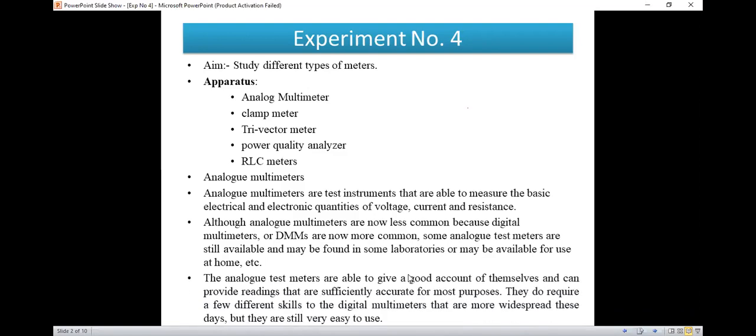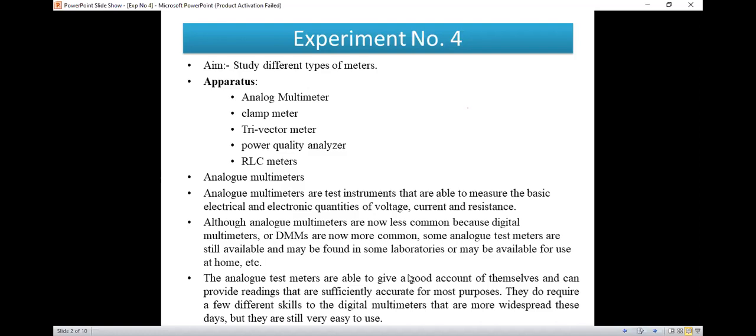Now the analog test meters are able to give a good account of themselves and can provide readings that are sufficiently accurate for most purposes, but there should not be an observational error. If there are observational errors, then the reading will be very different. If there are no observational errors, the reading may be accurate. They do require a few different skills, that means observation skill, for seeing the analog needle.